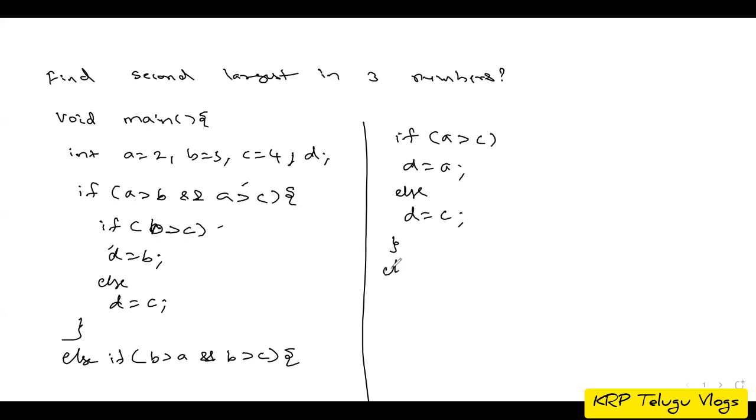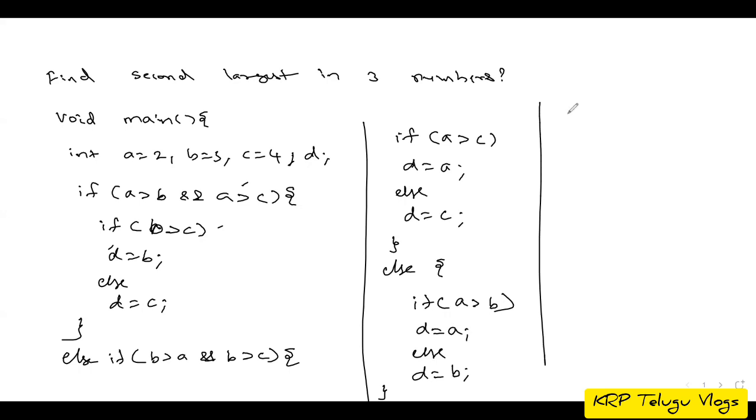Now else, if a is not greater and b is not greater, then obviously c is greater. If c is greater, what we have to do? If a is greater than b, d is equal to a, else d is equal to b. Is it clear? Yes, sir. So printf, the second largest number is %d, comma d. So now it will print the value 3. 3 is the second largest number.